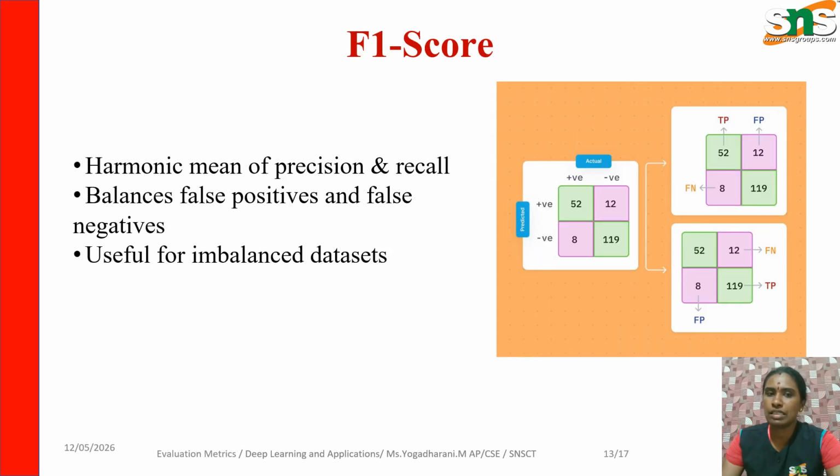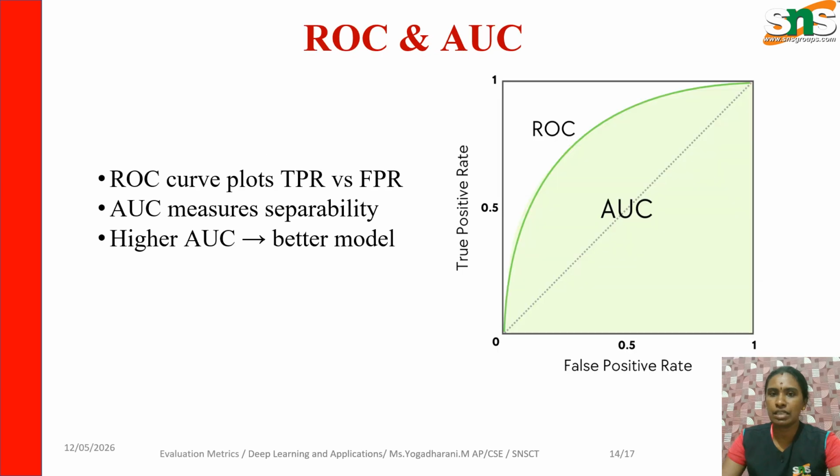The next metric is the F1 score. The F1 score combines precision and recall. The formula is F1 equals 2 times precision times recall, divided by precision plus recall. For example, if precision is high but recall is low, F1 becomes lower. This ensures a balanced evaluation. The next metric is the ROC curve and AUC.